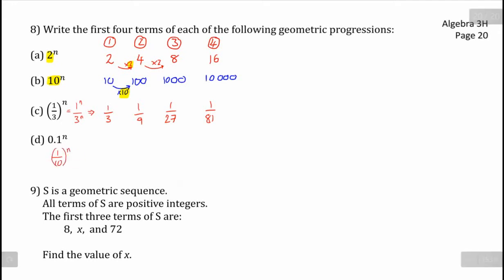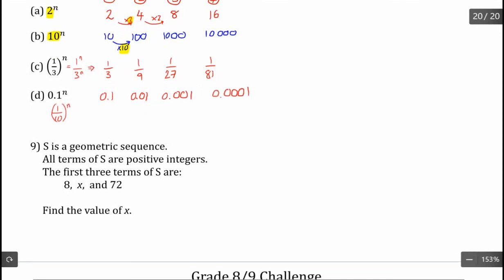Okay, and 0.1 to the power of n is the same as 1/10 to the power of n. Okay, so 1/10 to the power of 1 is 1/10, or 0.1. I'll give it as a decimal since they have in the question. 1/10 squared would be 1/100, or 0.01. 1/10 cubed would be 0.001, and you get the idea, 0.0001 for the last one.